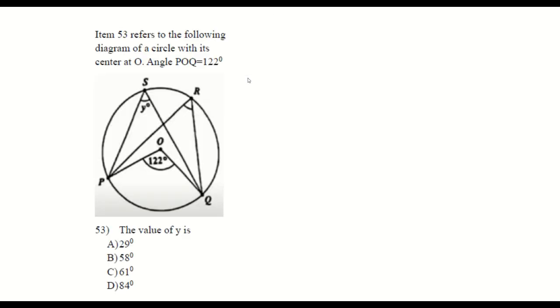Item 53 refers to the following diagram of a circle with its center O. Angle POQ is 122, and they want to know y. One of the rules for circle theorems is that if you have the same chord, which is PQ, the angle at the center is twice the size of the angle at the circumference. So y would be 122 divided by 2, which is 61. So the answer would be C.